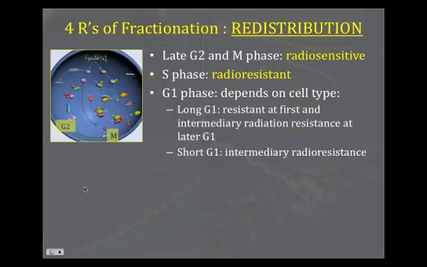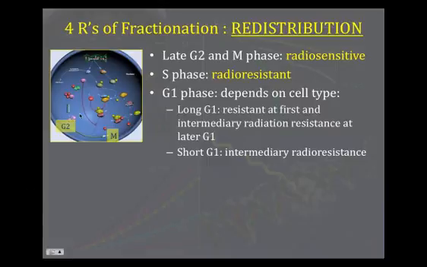The other R is redistribution. That's why I showed that slide where, according to the level of DNA damage, the cells are going to arrest in different cell cycles. So the first mechanism when the cell feels the damage from radiation is cell arrest. So it can repair DNA damage and hopefully come back to proliferate.